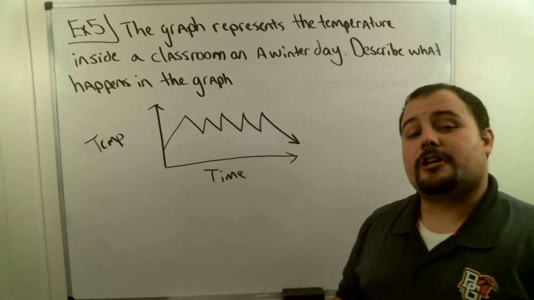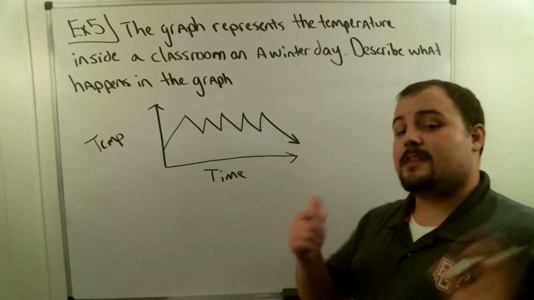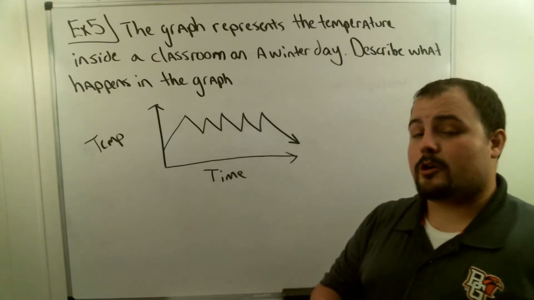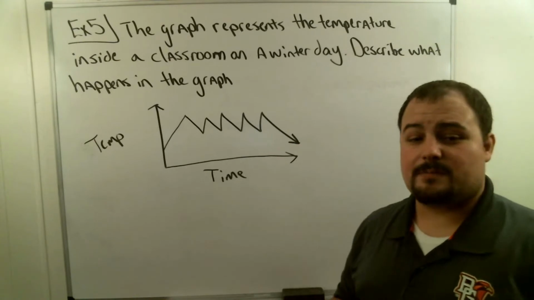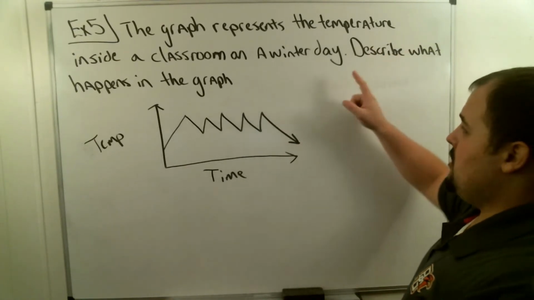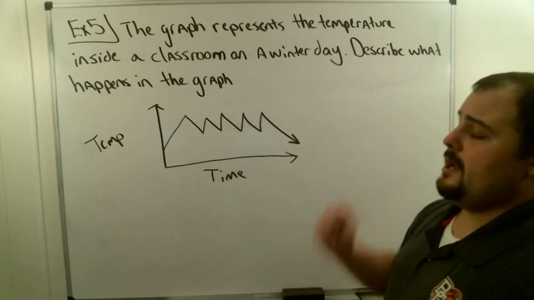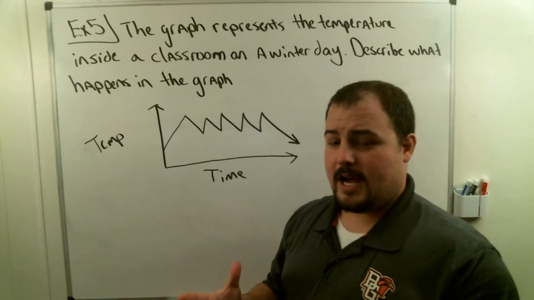In example 5, we're going to look at something called a qualitative graph. And a qualitative graph, notice it's a graph that doesn't have any numbers. What we're going to do is we're going to try to think about what's happening in the situation and maybe try to explain it. So it says the graph represents the temperature inside a classroom on a winter day. Describe what happens in the graph. So here's our graph. We have to describe what's happening in the graph.